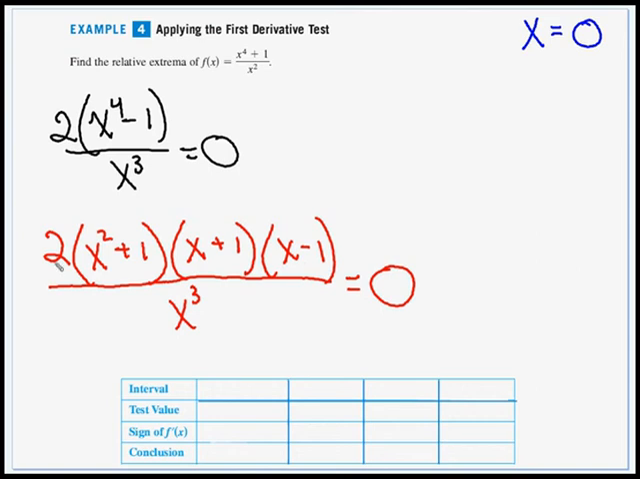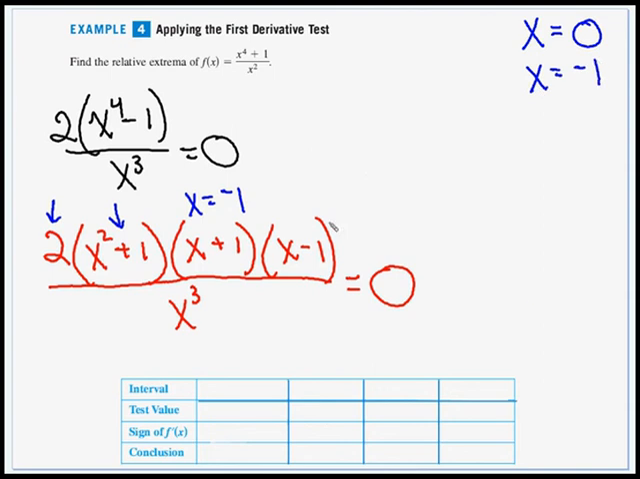Now we look to the numerator. We have 4 things multiplied together, and when any of those factors equals 0, our numerator equals 0, and therefore the whole function does. The coefficient we don't have to worry about. Our first term here is something squared plus something more. That will never equal 0, so that term we don't have to worry about. But when x plus 1 equals 0, we know that x equals negative 1 is going to be a critical number.